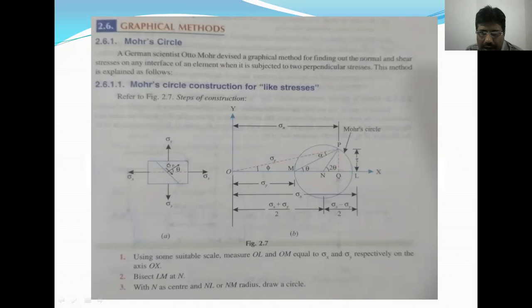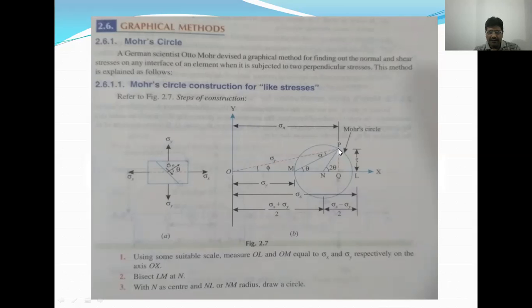Similarly, we will find a line at an angle of theta from point M. So this is 2 theta and this is theta. Again, this will cut at point P. So we have dropped PQ, a perpendicular from P, and this will give me shear stress. And when we have drawn a line from N to P, this will give a point P.